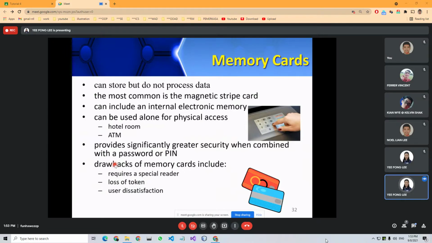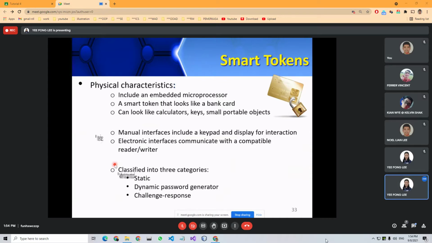The next drawback is about user dissatisfaction. Although users may have no difficulty in accepting the usage of a memory card for an ATM machine, it might need computer access. Some people will say, "Ah, so inconvenient. I have to go to certain places with the machines." Right? This is a drawback when using memory cards. Of course, there are still some other drawbacks.